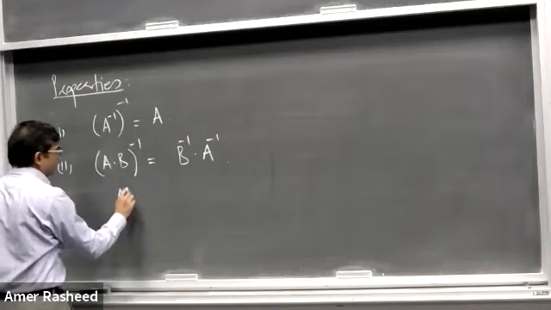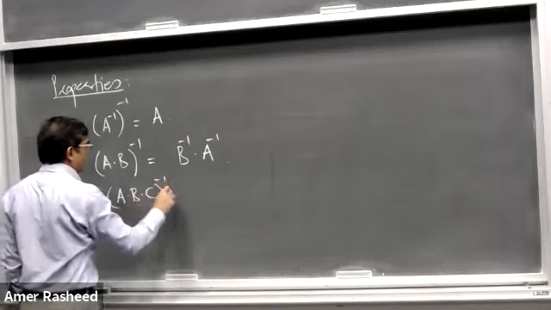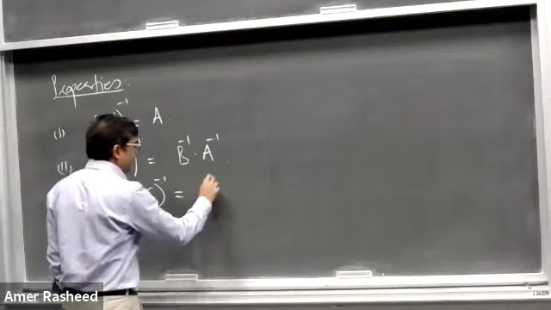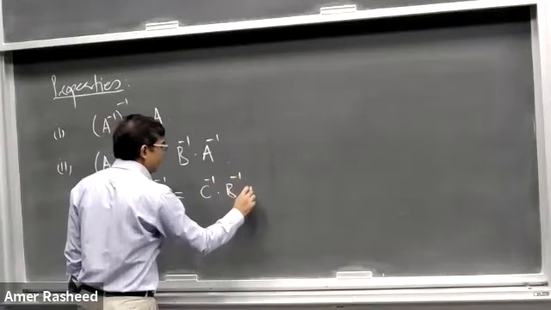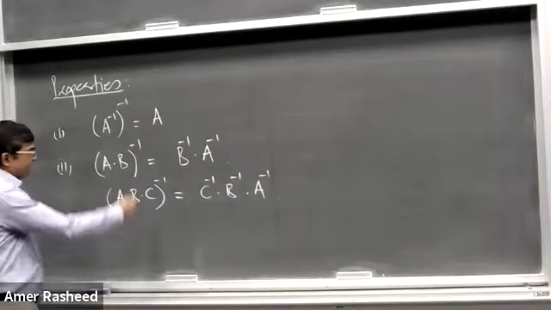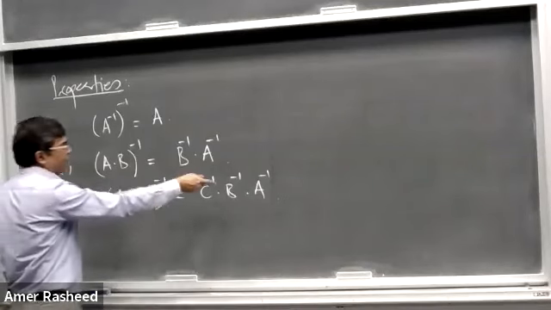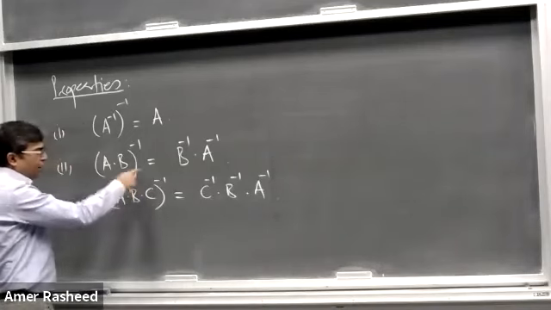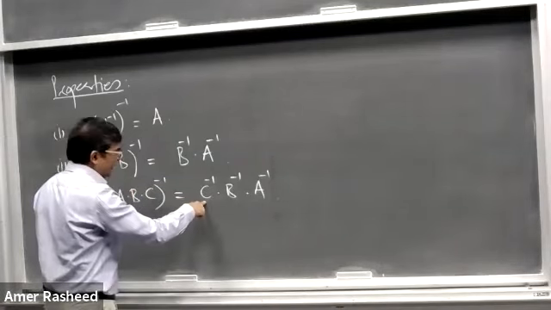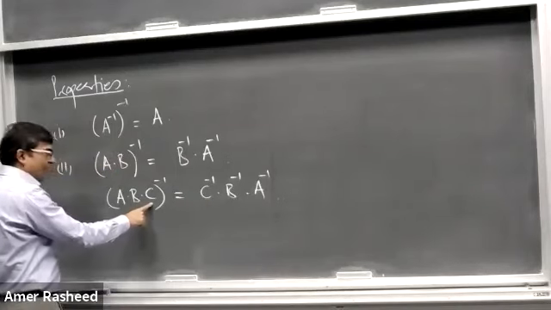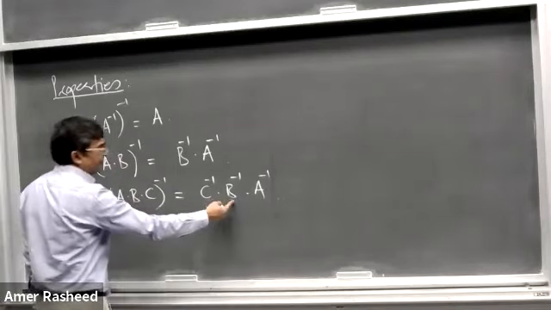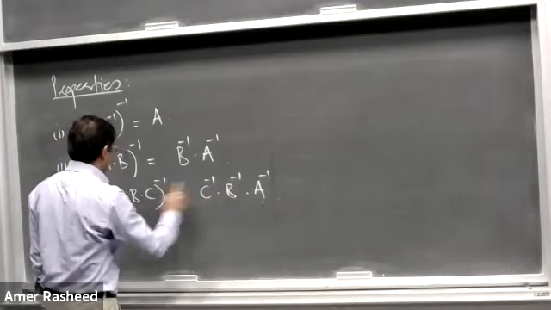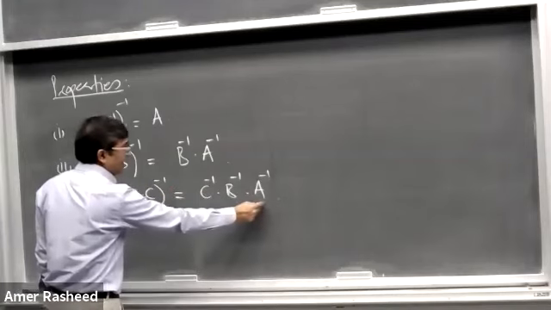Again, if we have three matrices A into B into C, and you want to take the inverse of the product of these three matrices, then it would be C inverse into B inverse into A inverse. So it's basically a rotation of the matrices. When you take the inverse of a product, C, the last one, would come first. The second would stay in the second place, and the first will come in the third place.